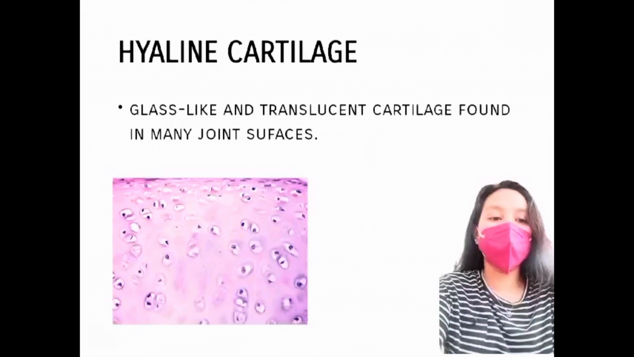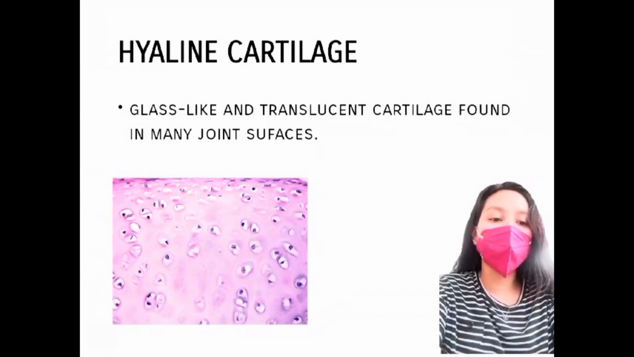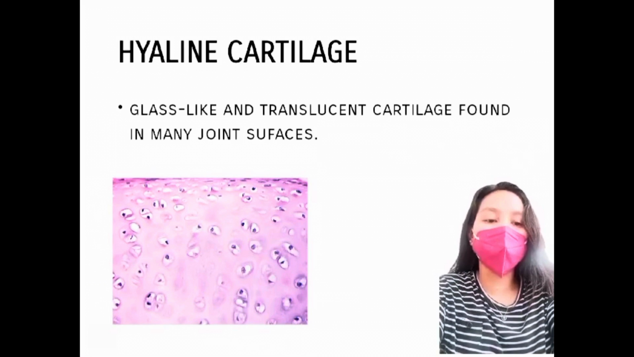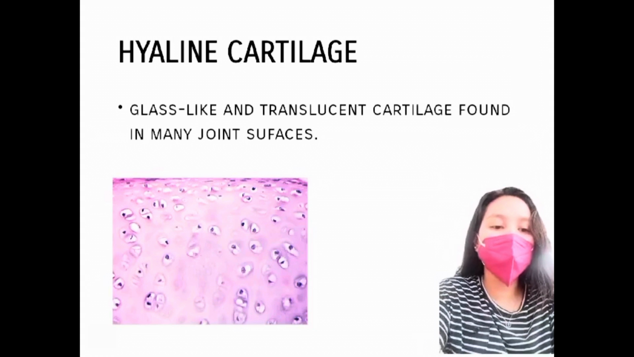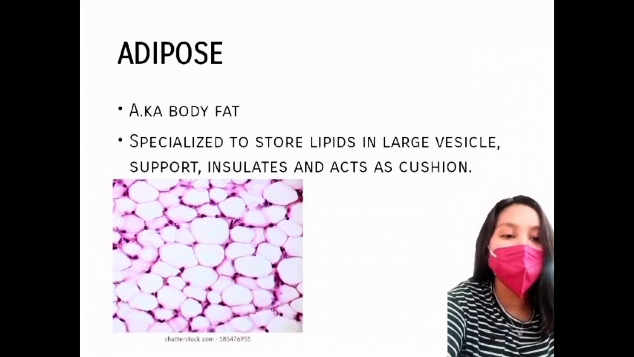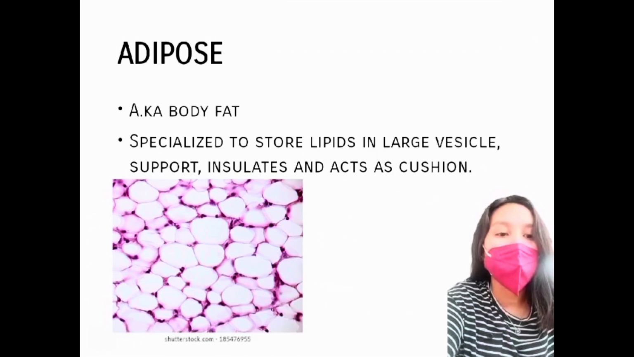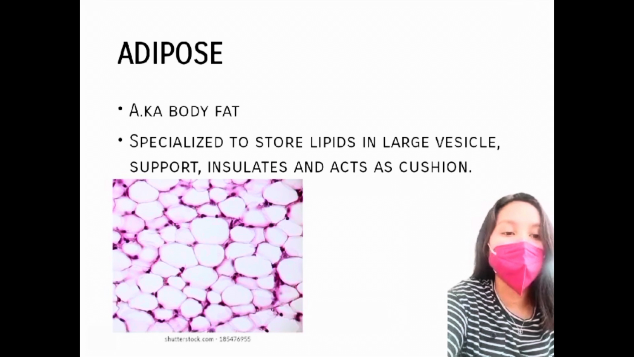Hyaline cartilage. It is the glass-like and translucent cartilage found on many joint surfaces. It is also most commonly found in the ribs, nose, larynx, and trachea. Adipose tissue is commonly known as body fat. It is found all over the body, and it can be found under the skin as subcutaneous fat.